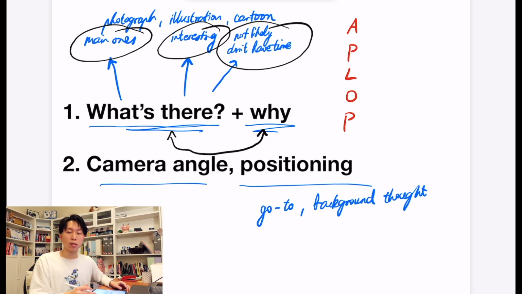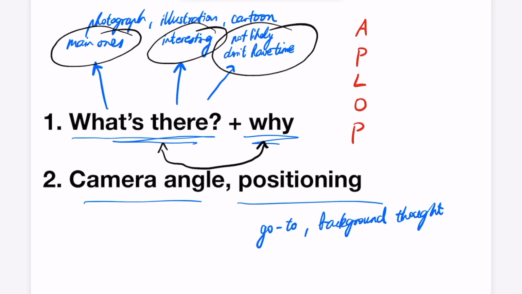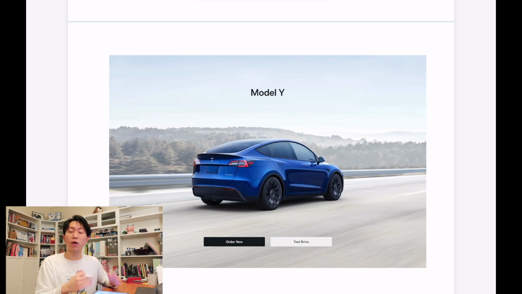All right, let's jump into some examples then. First, let's have a look at this image. This is taken from the Tesla website, and it's the second image on their website.